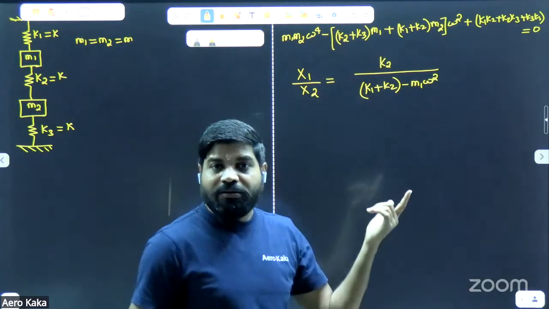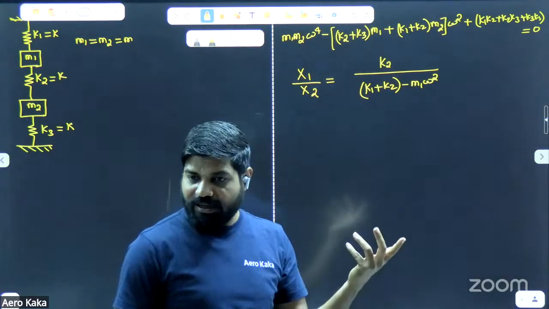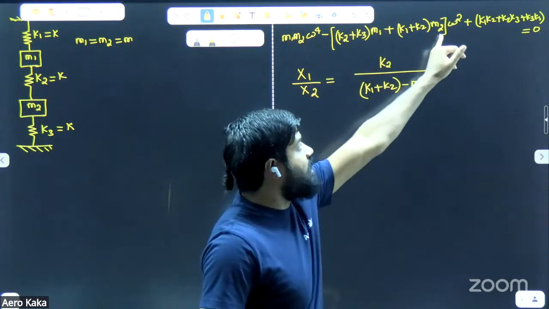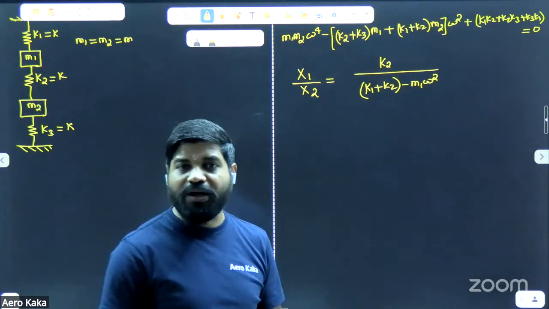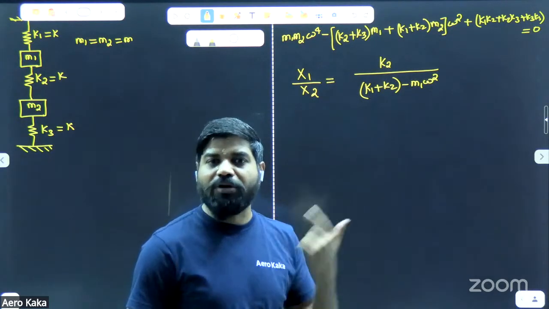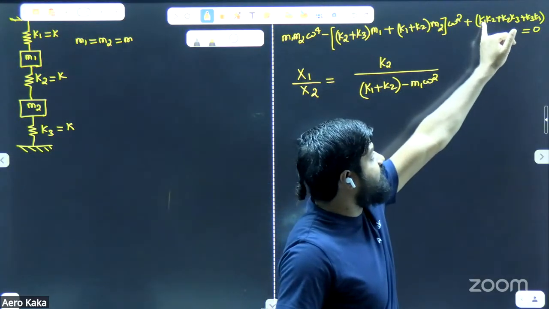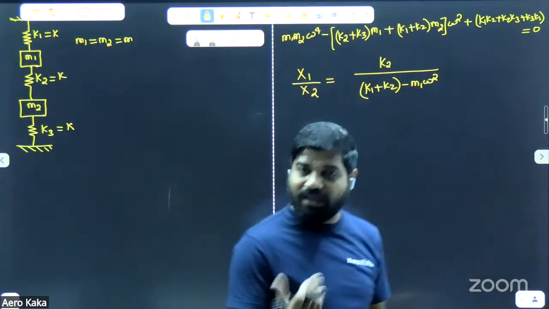K2 and k3 are nothing but k. So how much is it going to be? 2km. This term is also going to be 2km. Why? Because k1 is equal to k2 and m2 is nothing but m. And here, what can you write? You can say it's k square plus k square plus k square only.